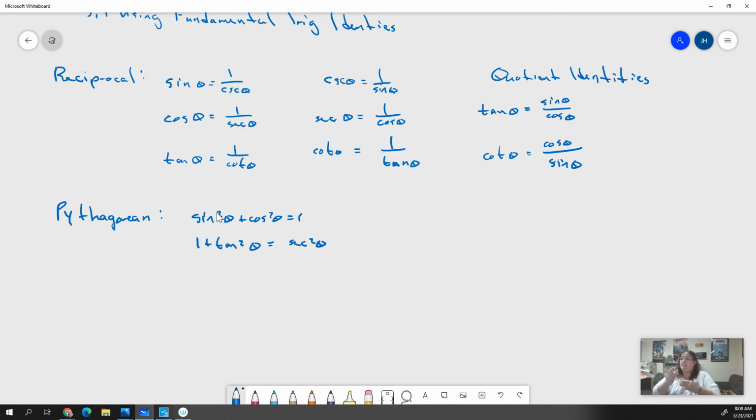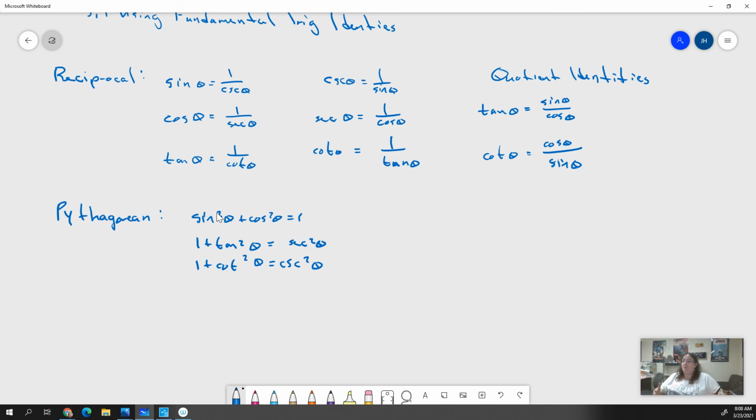And you might see these in a different order, right? If I have, say, -1 on the other side with that secant squared, it's still going to equal tangent squared of theta. It's still that Pythagorean identity. And then we have 1 plus cotangent squared theta equals cosecant squared theta. And those are the ones you've seen.